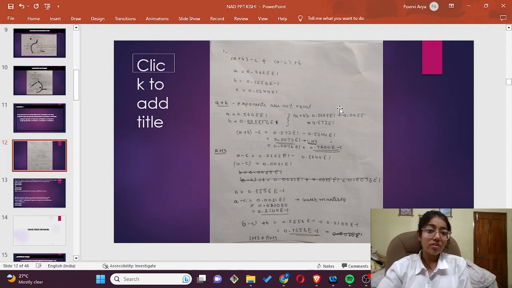What we do is we normalize the exponent of both of them because the exponents are not equal. So a plus b equal to, we add the mantissa of both of them, and then we get e as 1. Then we subtract c from it. So we get 0.572 e exponent 1 minus 0.5644 mantissa and exponent 1. When we subtract, we get 0.00761 exponent.